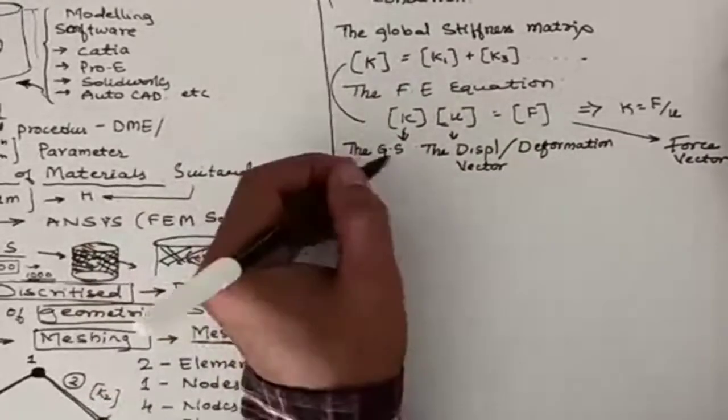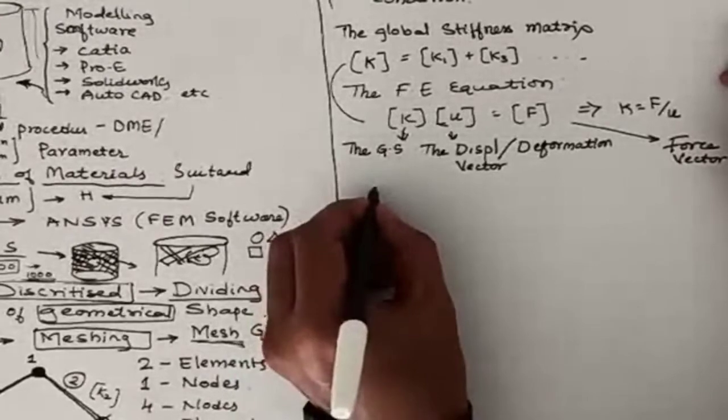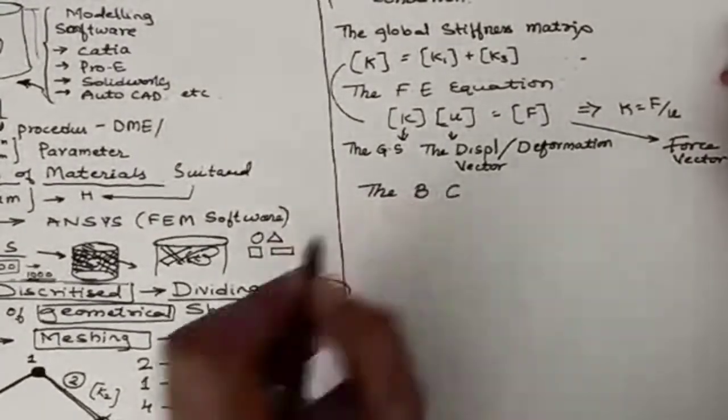After that, we will apply the boundary conditions. Now you have to understand very clearly about this boundary condition. In short, I will write BC.